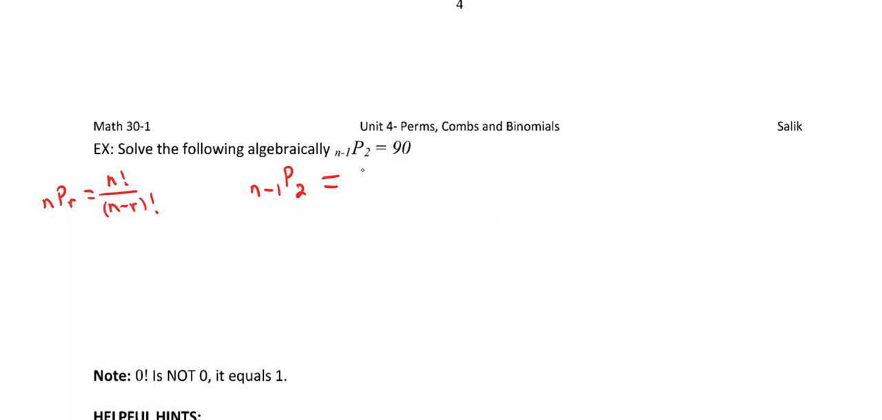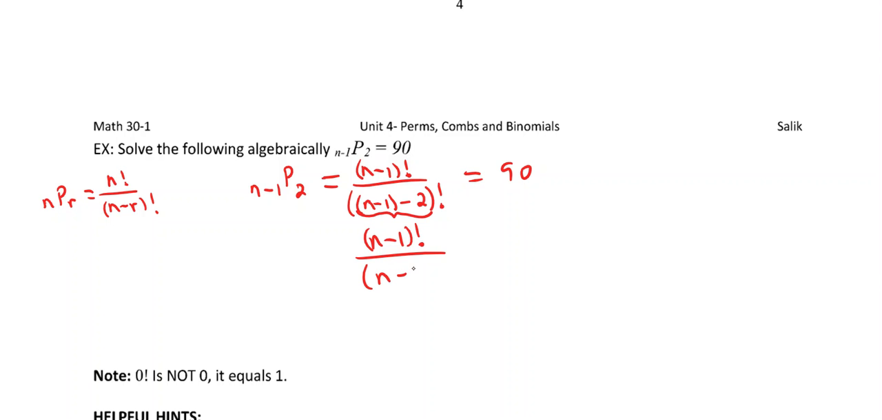So we'll say n minus 1 factorial over, and then it was n minus r. In this case, I'm going to use two brackets. It'll be n minus 1 minus 2 factorial. Okay, so hopefully that made sense. And then this was all equal to 90. Simplifying this down, this was n minus 1 factorial, and then I'm going to rewrite the bottom. If I just ignore the factorial and do inside the brackets, n minus 1 and then minus 2 would be the same thing as n minus 3 factorial.